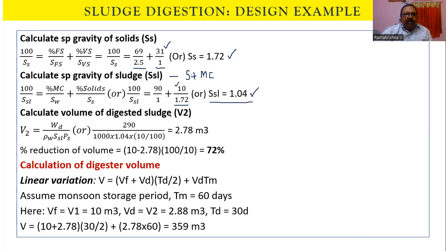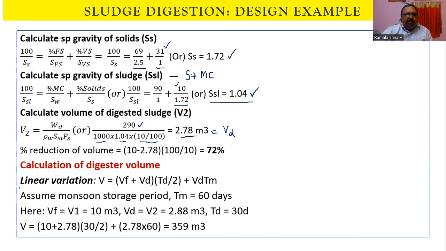Now volume of digested sludge, we are calculating the total quantity of sludge after digestion. We have found out that 290 kgs divided by 1000, and the specific gravity of the sludge as 1.04, and solids after digestion 10% is given, 10 by 100. So this is 2.78 meter cube. So this is nothing but your volume of digested sludge. So we can also write VD. This is V2. This can also be written as VD. VD stands for the volume of digested sludge.